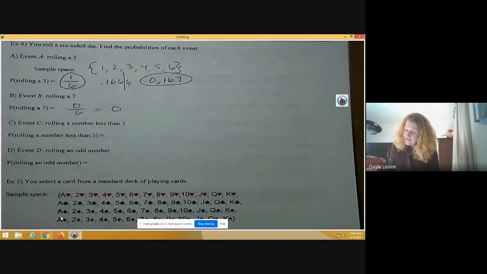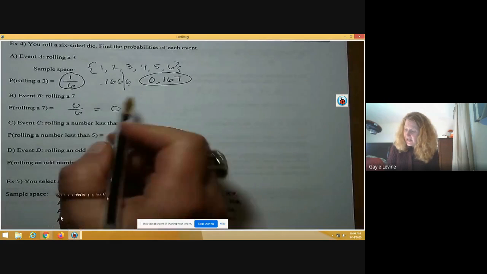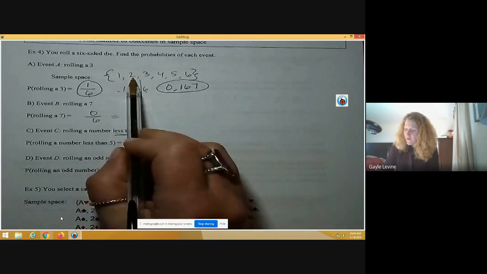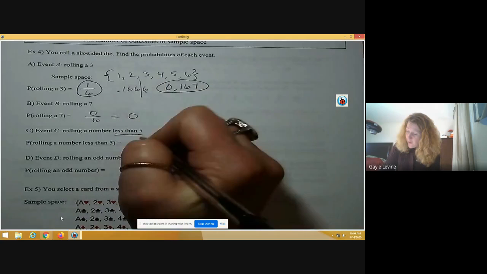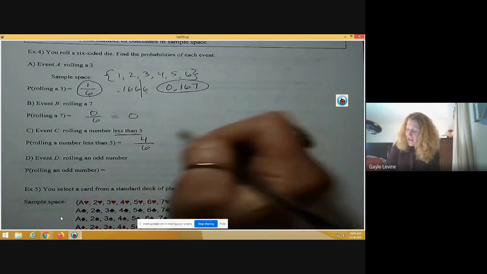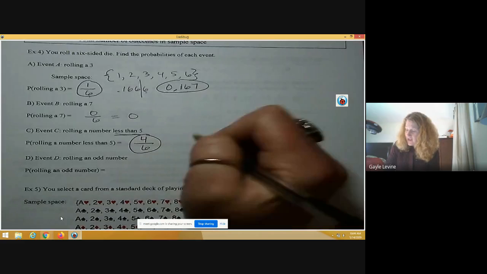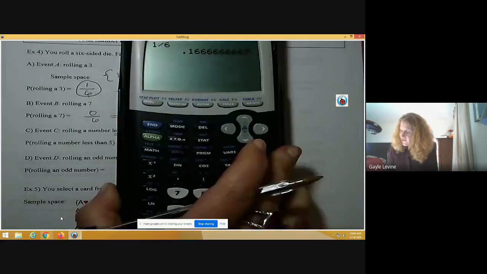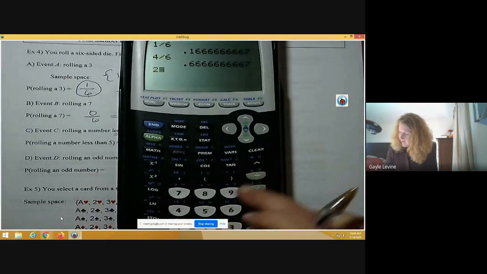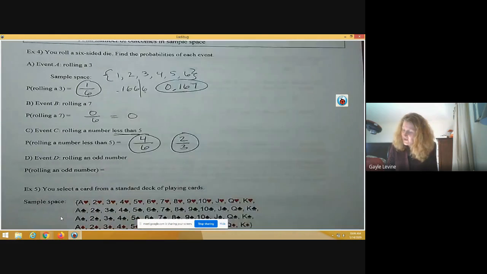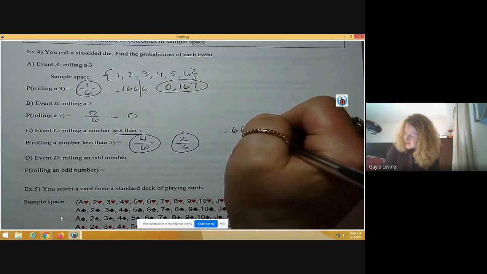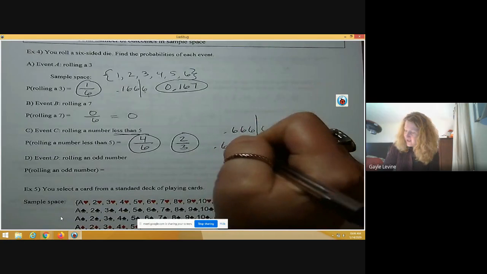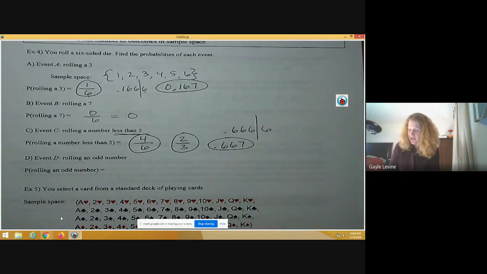All right, event C, rolling a number less than 5. Less than 5, so it does not include the 5. So that would include the 1, 2, 3, and 4. So there are 4 ways that that can happen out of the 6. This is an exact answer. If you wanted to reduce it to 2 out of 3, that is an exact answer. And then if you did either one of those in the calculator, you're going to get the same decimal. It's going to be 0.6 repeating, so 0.6666. And remember, go to the next digit. That's a 6, so that's going to bump it up, so 0.667. So we always give 3 decimal places when we are rounding.